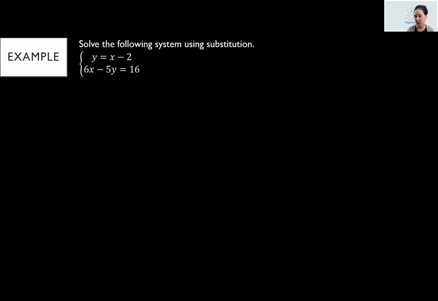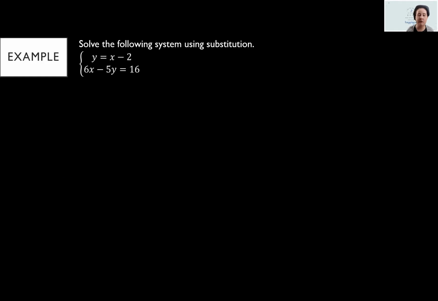So here's another one. So that was your easiest type, where you just set them equal to each other. This is your second easiest way or arrangement of the equations. And we have y equals x minus 2, and then 6x minus 5y equals 16. So one of the equations is solved for a variable. We have it solved for y.